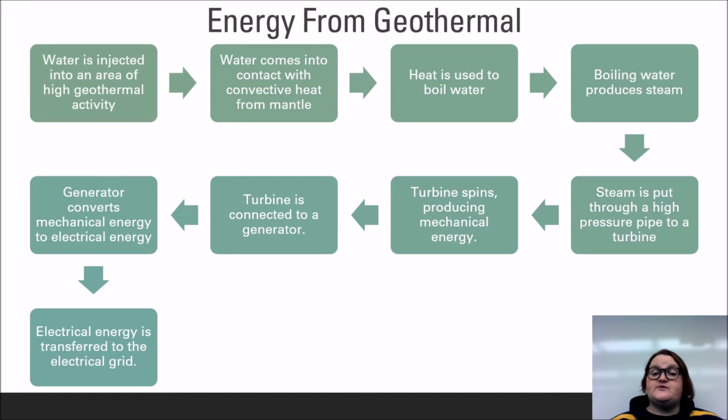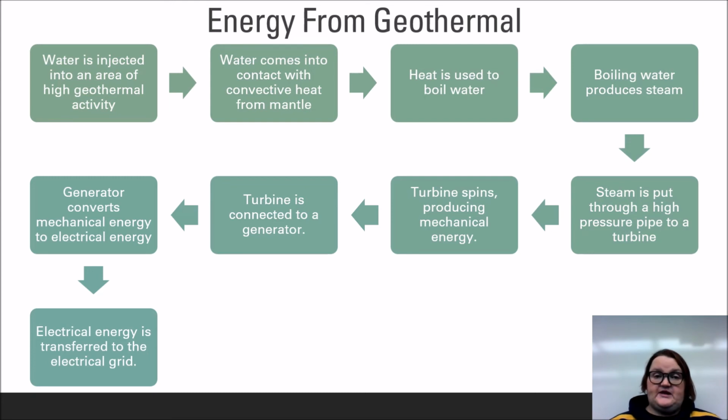Here we see the steps of producing electricity from large-scale geothermal energy. If you look closely, you'll see that several of these steps are the same as what we have seen before. Here, the water is forced into the earth, where it is subjected to the convective heat of the upper mantle. This heat is used to boil water. The boiling water produces steam, which is collected and funneled through an increasingly narrower pipe.